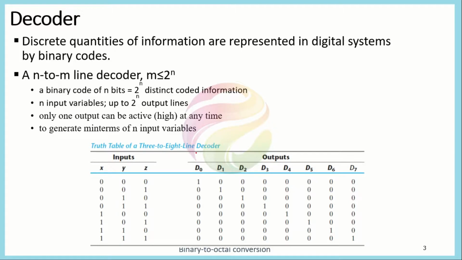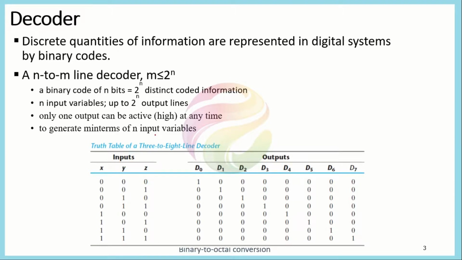You know that any discrete quantities of information can be represented by binary codes. We have studied a lot of binary codes. A binary code of say n bits is capable of representing up to 2 raised to power n distinct elements of coded information. A decoder is a combinational circuit that converts the binary information from the n inputs to a maximum of 2^n output lines.